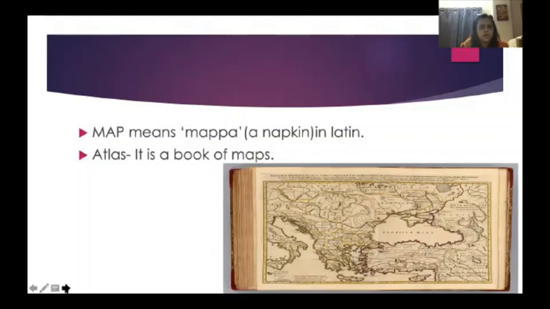And you know, children, there are different types of maps, like physical maps, political maps, and thematic maps. There is a book of maps and it is called an atlas. What is it called? Atlas. And I'm sure along with your social science textbook, you could have got the atlas also. So what is an atlas? An atlas is a book of maps. You can see the atlas here.